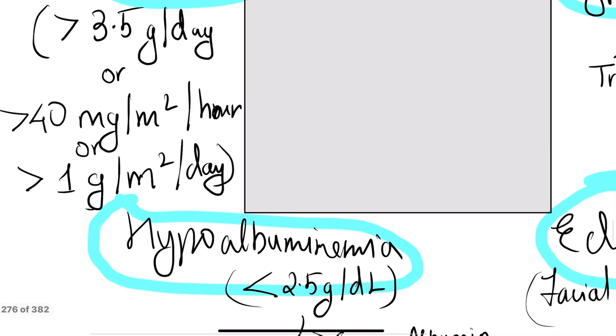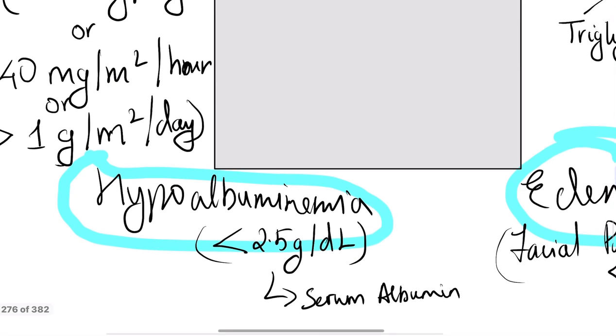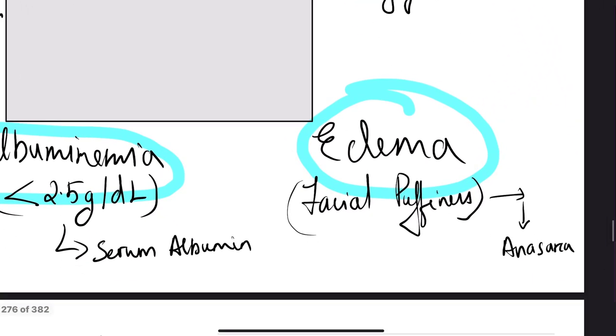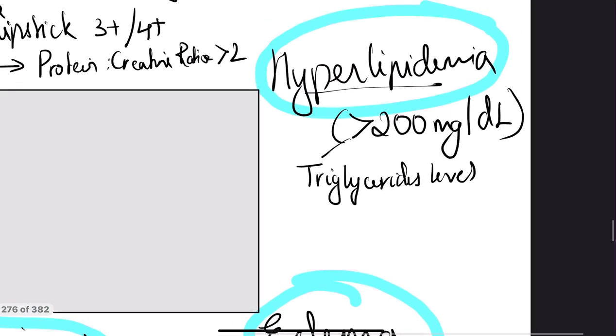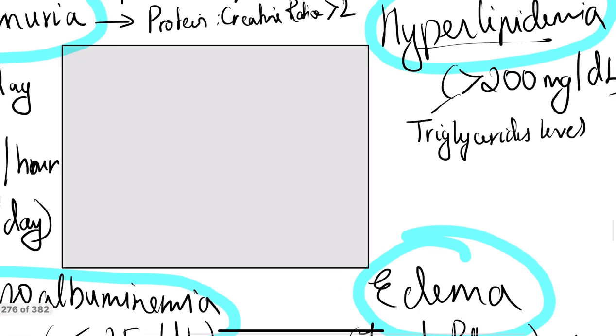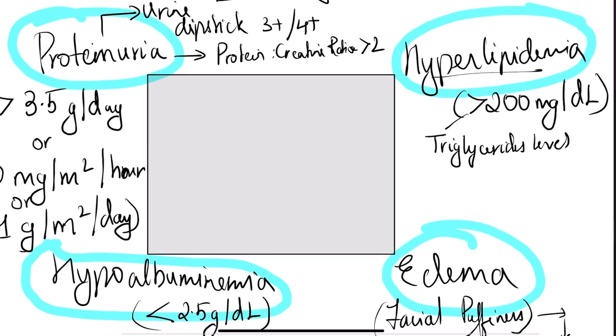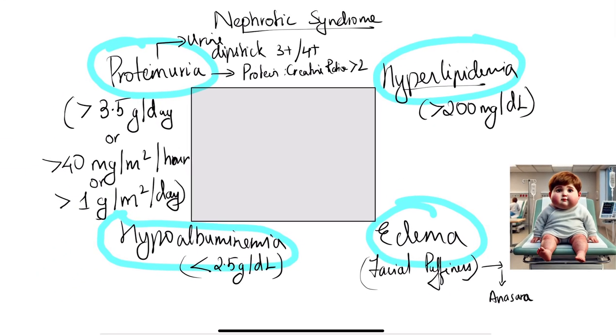This is proteinuria. So hypoalbuminemia is when the serum albumin is less than 2.5 grams per deciliter. Then edema manifests as facial puffiness and anasarca, followed by hyperlipidemia, that is, the triglyceride level should be more than 200 mg per deciliter. That's the liver synthesis counter-producing, a counter mechanism kind of thing. So this is the tetrad of features.